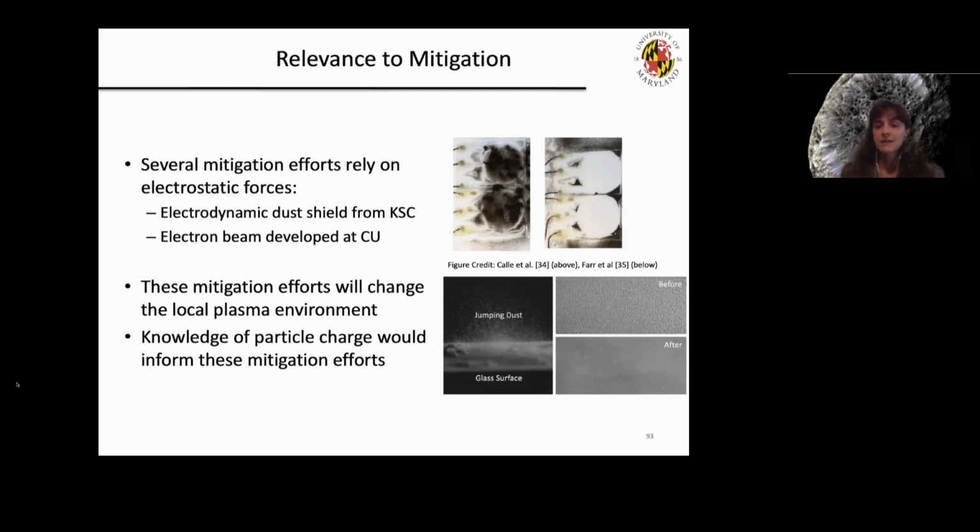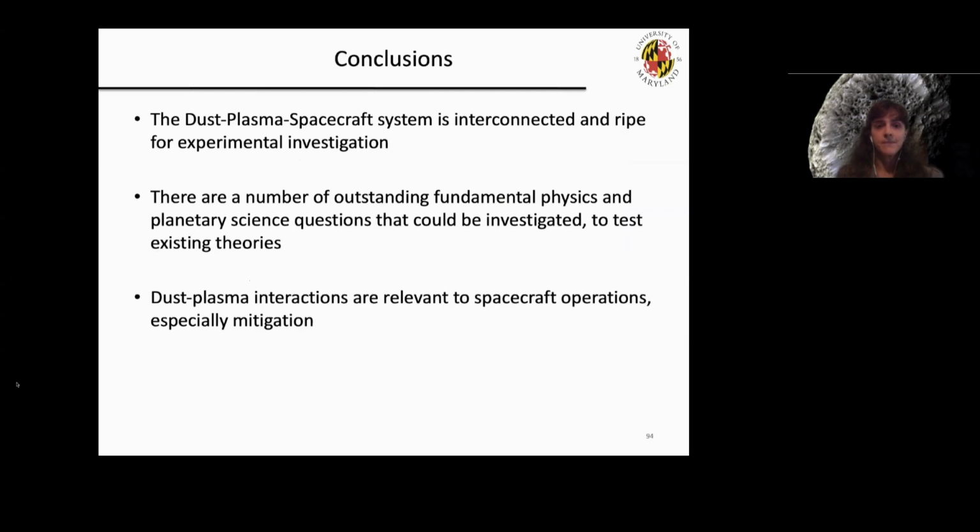So we would really like to understand the plasma environment and be able to predict particle charging in order to optimize the design of these mitigation technologies. So let's go to the next slide.